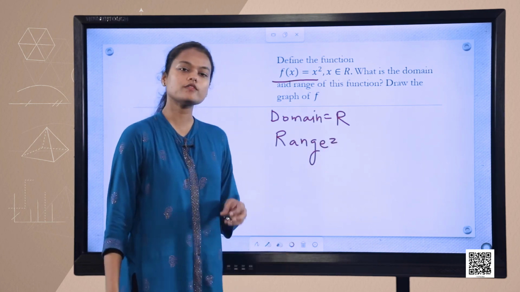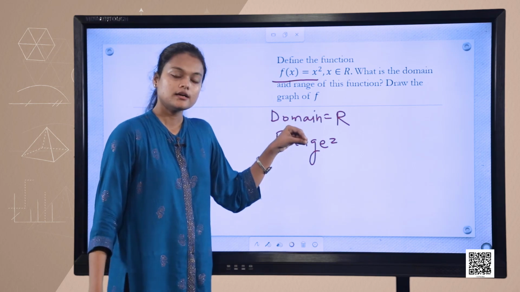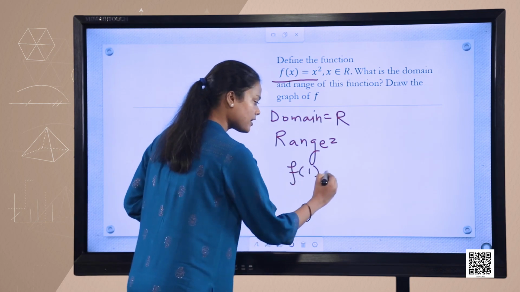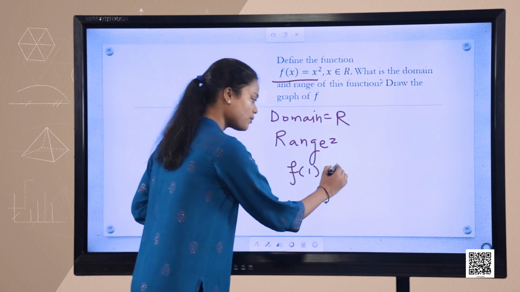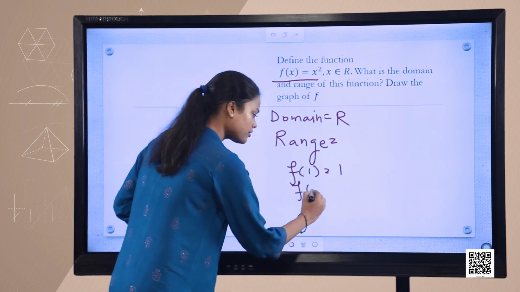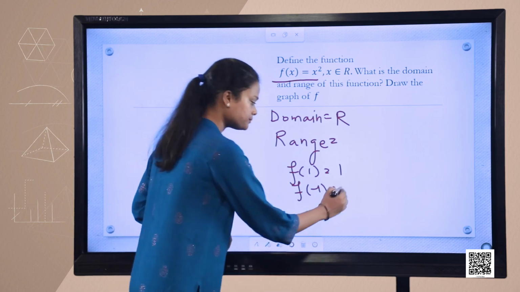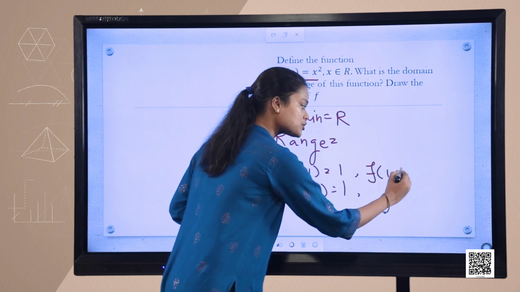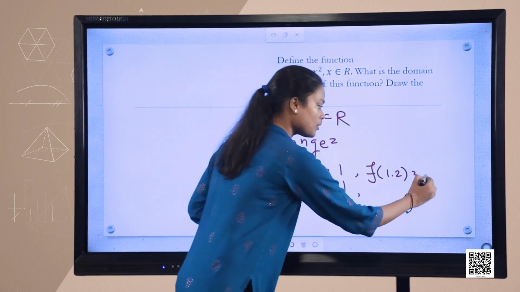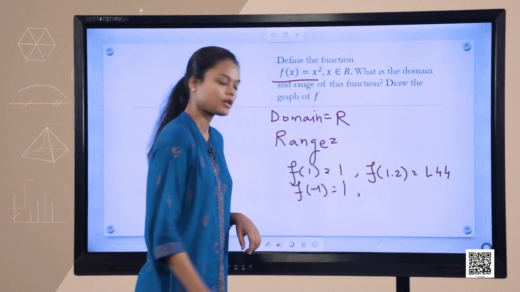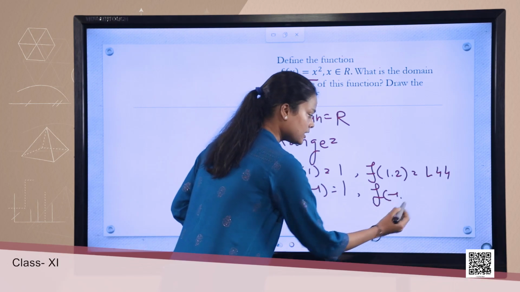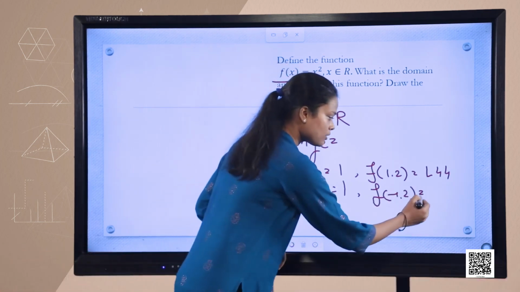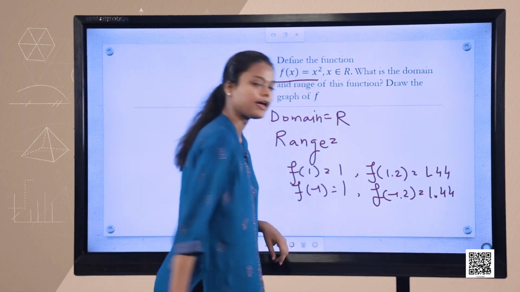Again, it is a square function. Whatever value we are going to put in it, positive value will be there. So let us put some values in it. If I put 1, so f of 1 is equal to 1. f of minus 1 is also 1. f of 1.2 is equal to 1.44. And if I find the value of f of minus 1.2, then it is coming out to be 1.44 again.